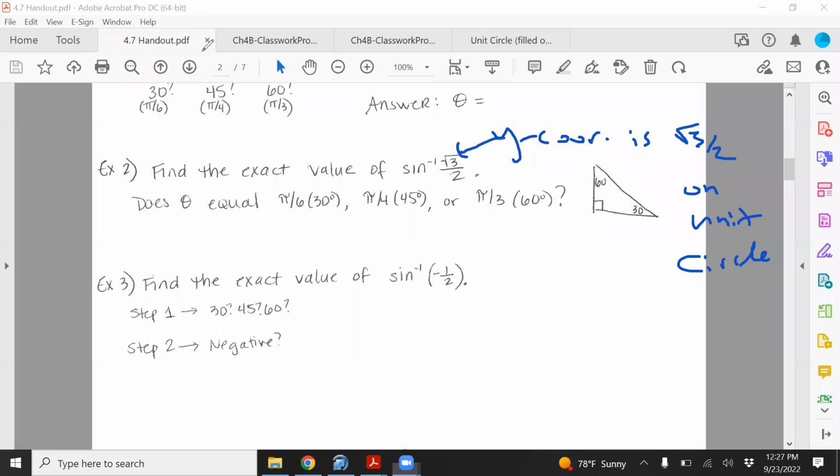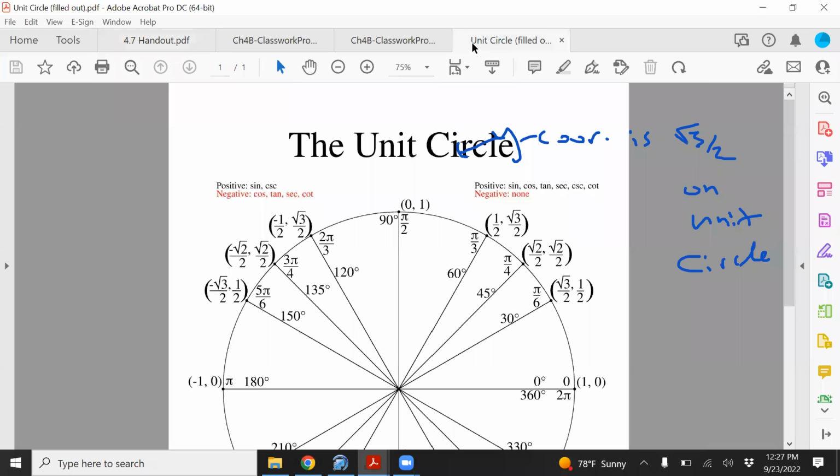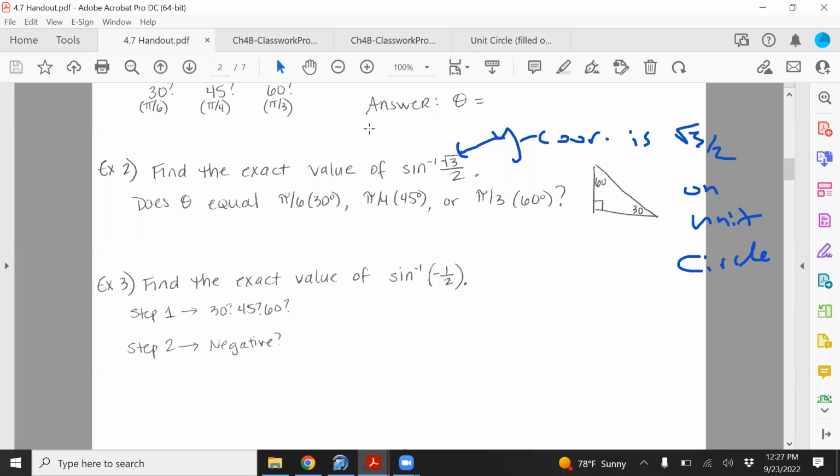Okay, let's look at the unit circle again. Where's the y coordinate √3/2, guys? 120, or 60, but we have a default range. I'm going to go with Claire. Yes, 60 is correct. I mean, 120 is correct, but we'll go with 60. Will we always want to go to the positive side? Yes. So there we go.